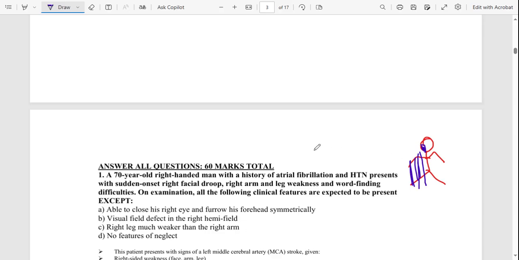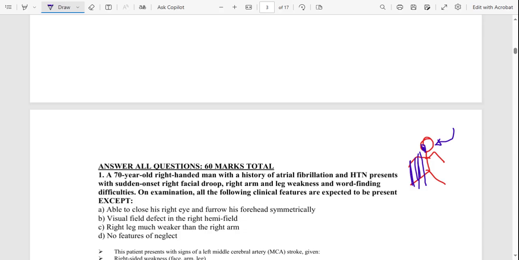Now we know the area that controls speech. We have got the Broca's area, right? And that's mostly on the left side. So if there's a problem on the left side of the brain, it's going to present with motor weaknesses on the right side, right? So that's the information that we have. So now on examination, all of the following clinical features are expected to be present except which one?